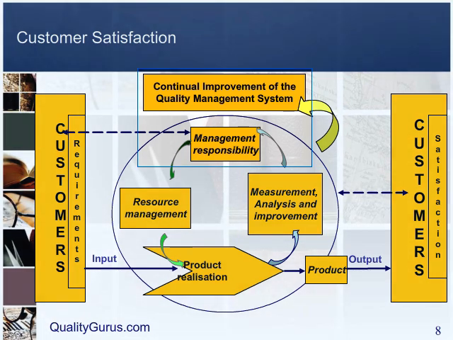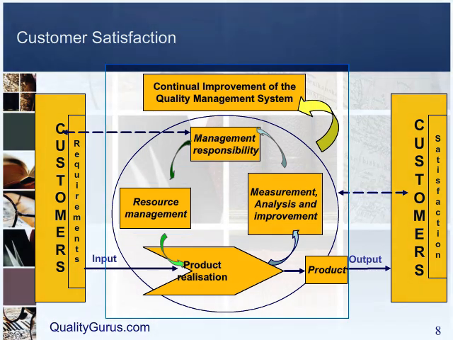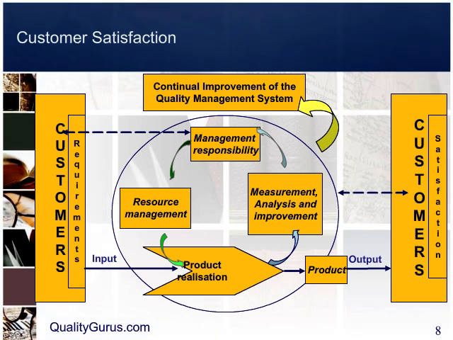Top management is responsible for development and implementation of the quality management system and continual improvement of its effectiveness. Resources are used effectively and efficiently. The cycle is repeated for continual improvement of the quality management system. This model provides an overview of the linkages between major clauses of the standard.